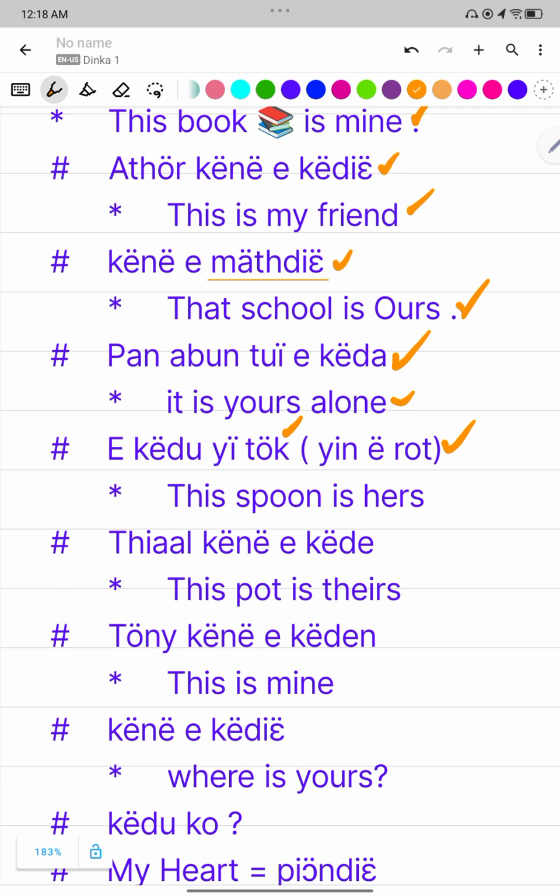This spoon is ours. In Dinka, tial kene ekede. Tial means spoon.